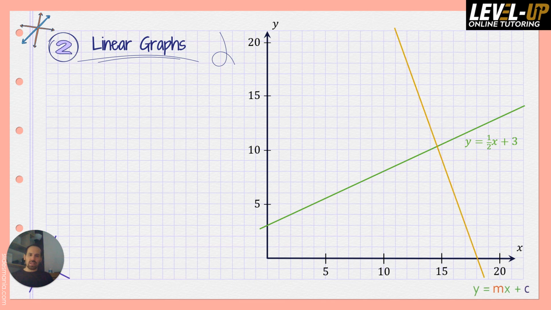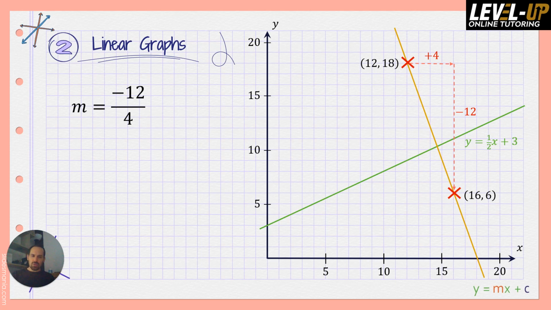Now, say we had a different graph going down like this, quite steeply down. We could do the same thing if we had 2 points. We could calculate the difference in y over the difference in x. So notice now the difference in y is negative because we're going down. That's very important, which is why you're making sure you're reading from left to right. We're going up 4 in x, but we're going down 12 in y. So the difference in y over the difference in x is going to be minus 12 over 4, which is minus 3.